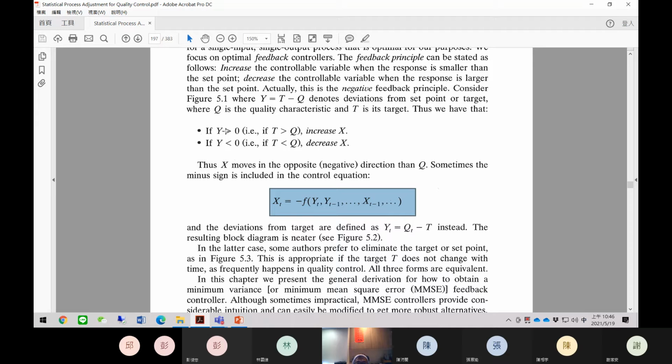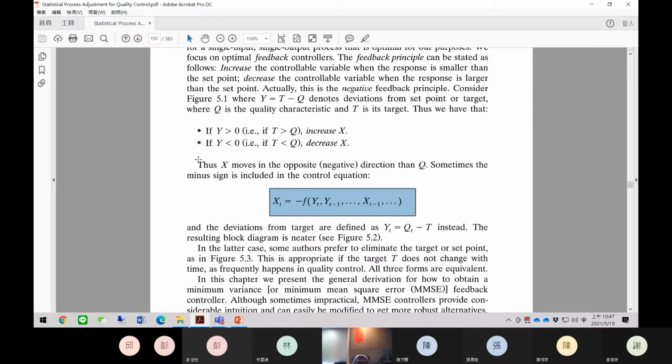That means if the y is greater than 0, so the target is greater than the quality characteristic, we increase X. If the y is less than 0, the target is less than the quality characteristic, so we decrease X. So the quality characteristic is bigger, so we decrease X. So we need to put a minus right here, the negative direction.